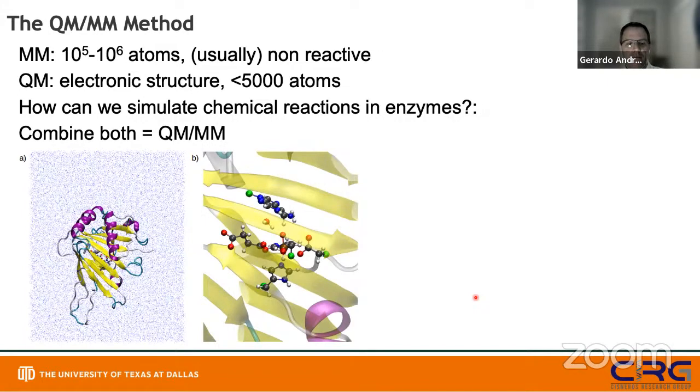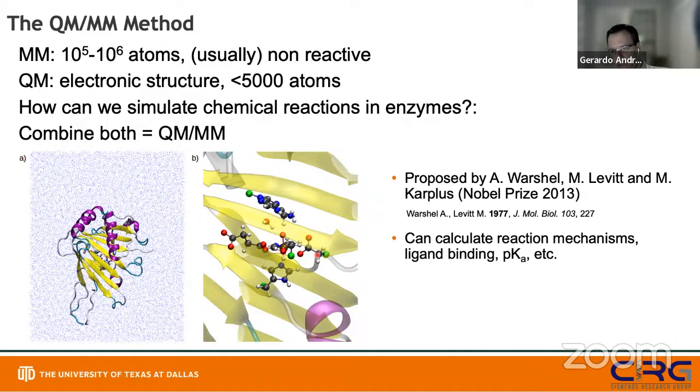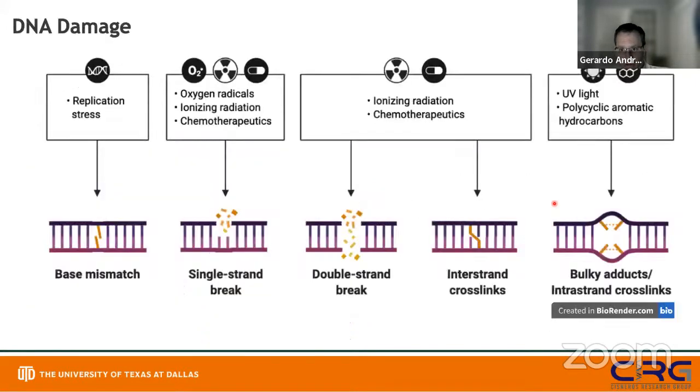I will present some results that have employed these techniques. The idea here is that in enzymes, we have the active site, which is a relatively small region, and this we can treat quantum mechanically, and then the rest of the system is treated classically, and then we have to have them talk to each other. This method was proposed in the 70s, 1975. The people who proposed it got awarded a Nobel Prize in 2013. It can be used for a multitude of different things to study different systems.